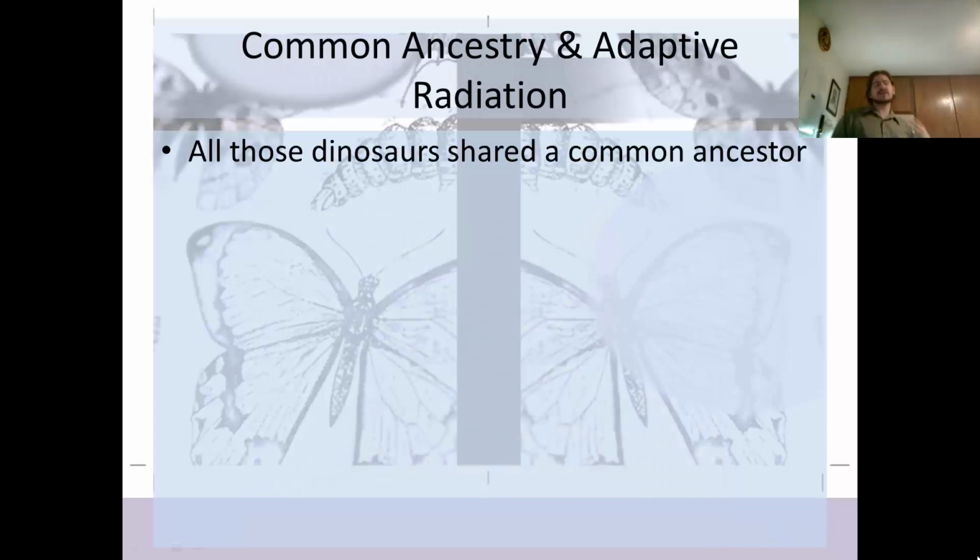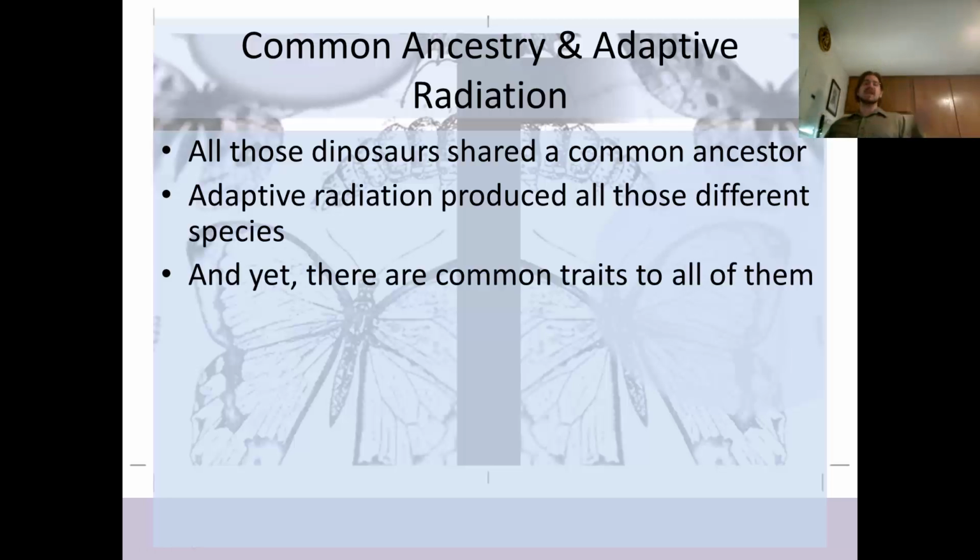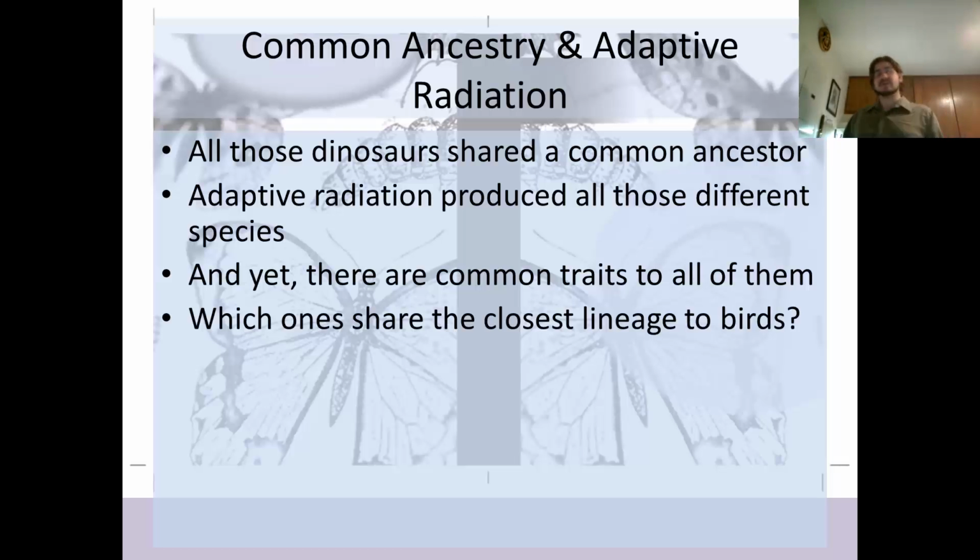All those dinosaurs shared a common ancestor. And so adaptive radiation produced many different species with different adaptations to their local environments. But we can still trace that common ancestry in part through those feathers. Which of all those dinosaurs are closest to modern birds?